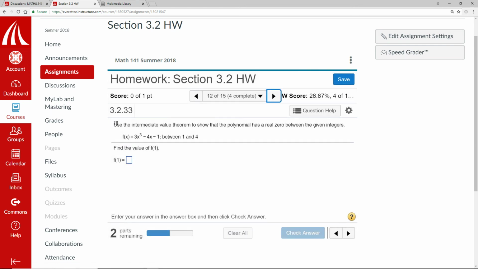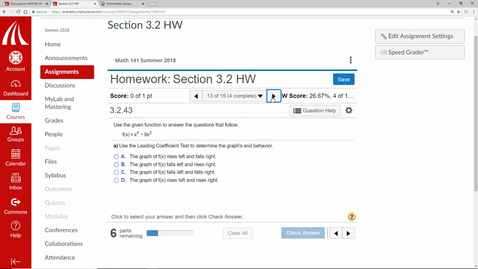Use the intermediate value theorem to show that the polynomial has a real zero between the given integers. So first you plug in 1, you'll probably get a negative. You plug in 4, it gets a positive. And then you can say that there does exist some number between 1 and 4 for which f of x is 0, because this is a continuous function. And since it's continuous, it will do that. So that's pretty straightforward.